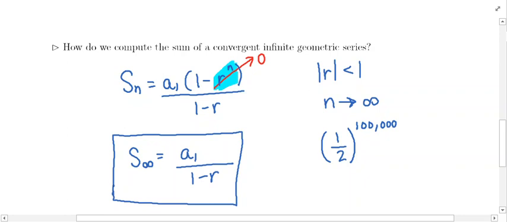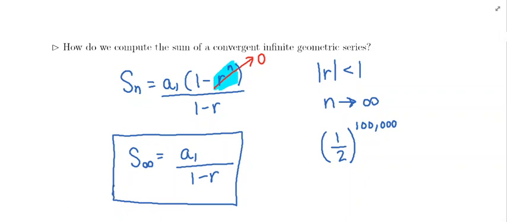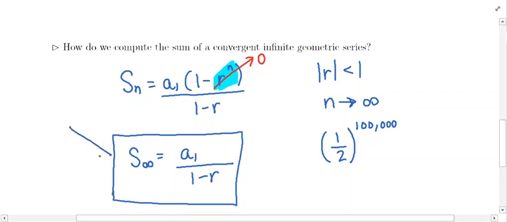So if you have an infinite geometric series where the absolute value of the common ratio R is less than 1, your series will converge, and this is the formula you can use to calculate the number that it converges to.